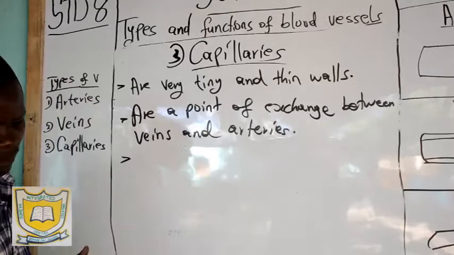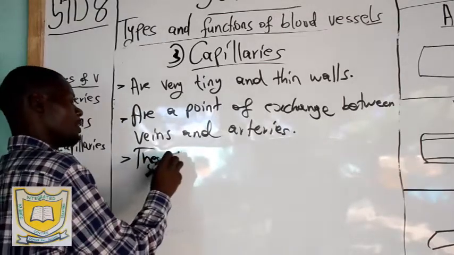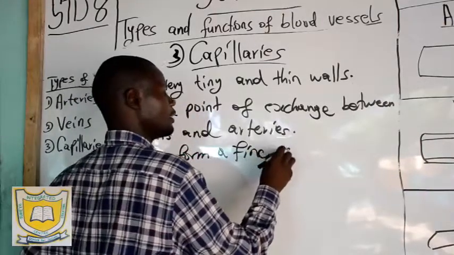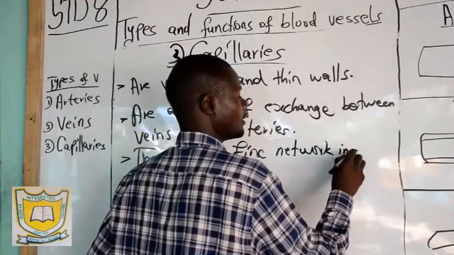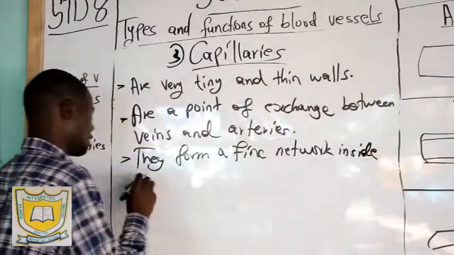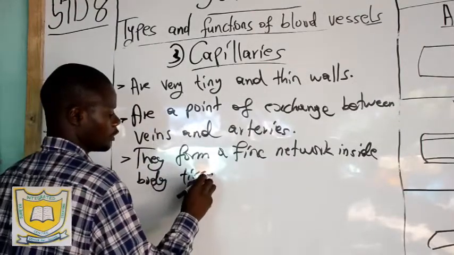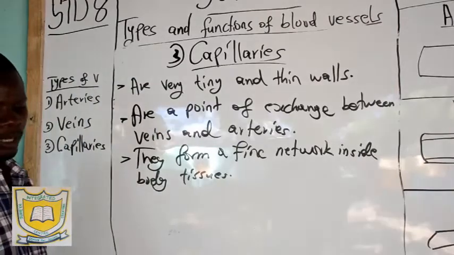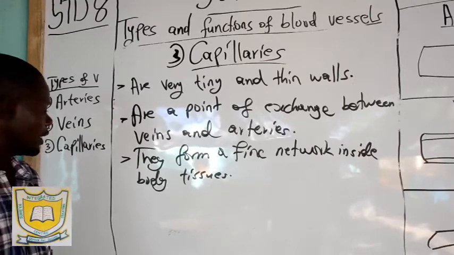They form a fine network inside the body tissues. You find that the capillaries form a fine network inside the body tissues.